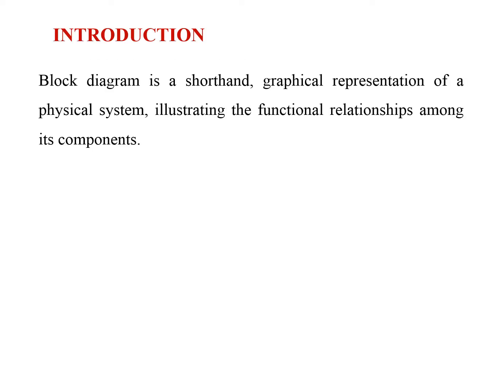Coming to the introduction or concept of block diagram, I want to brief about what a block diagram is and what the major components in the block diagram are. A block diagram is a graphical representation of a physical system. This graphical representation represents the relations among the components in the physical system. That is the concept of block diagram. The major components in the block diagram are: first the signal, second the blocks, third the summing point, and fourth the pickup point.